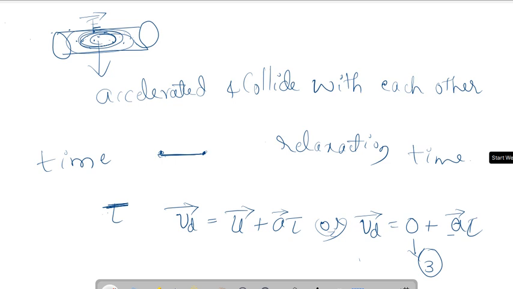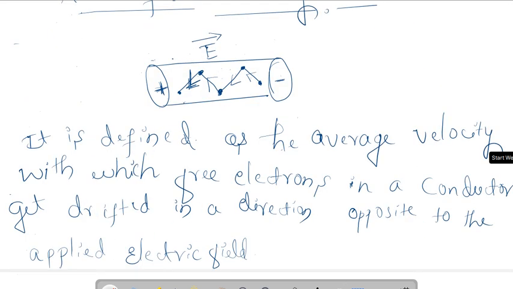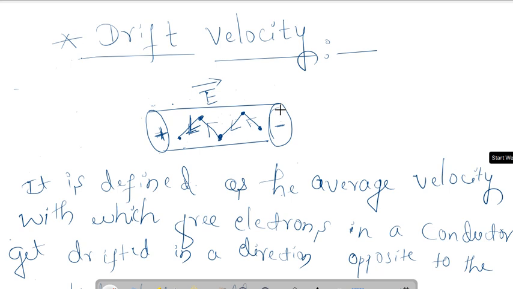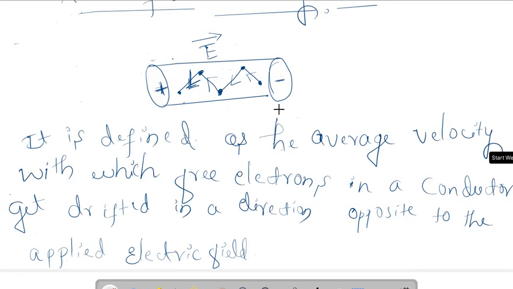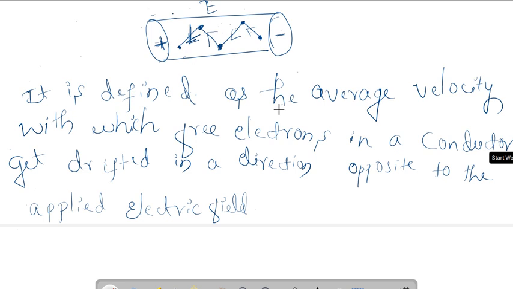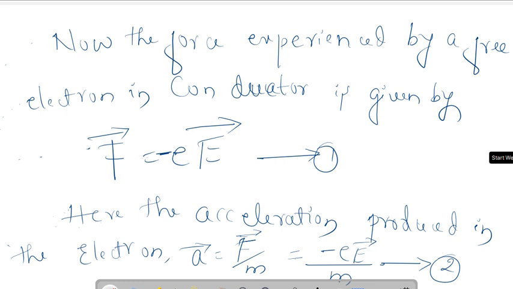What do you mean by average drift velocity? It is defined as the average velocity with which the free electrons in a conductor drift in a direction opposite to the applied electric field. Now, the force experienced by a free electron in a conductor is given by F is equal to minus e into capital E bar, that is the electric field.